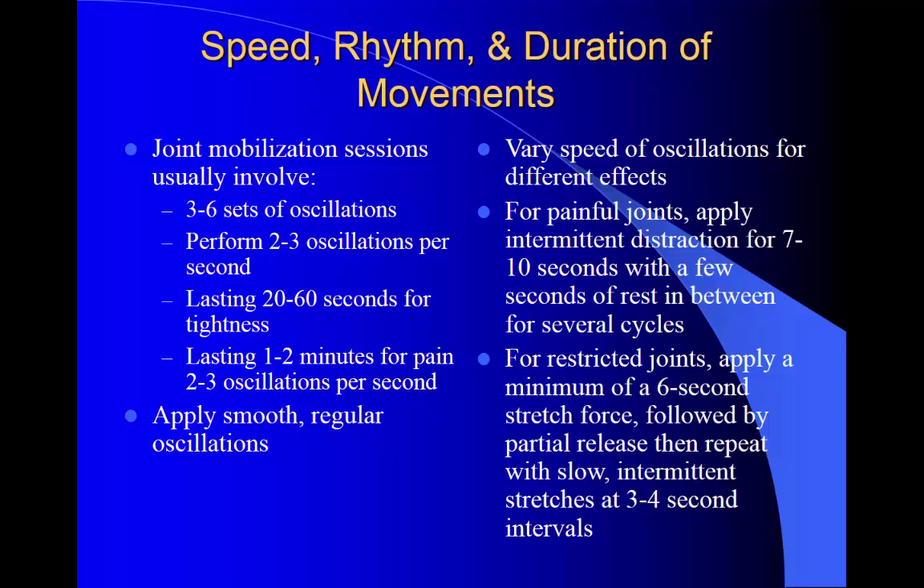For painful joints, apply intermittent distraction for 7 to 10 seconds, with a few seconds of rest in between for several cycles. For restricted joints, apply a minimum of 6-second stretch force, followed by a partial release, and then repeat with slow intermittent stretches at 3 to 4 second intervals.